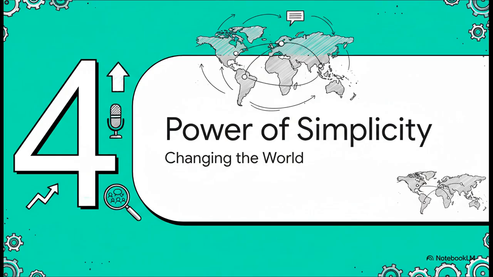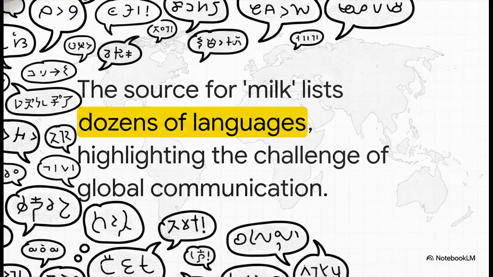Okay, so we've been super zoomed in on just one word. Let's pull the camera all the way back out and look at the big picture here. Let's talk about the real power of simplicity and why a system like this could actually matter on a global scale. Just look at this. This is the list of translations from that one single Wiktionary page for the word milk. It just goes on and on and on. Wow, it really hits you, right? In a world with this many languages, finding some common ground is a massive challenge.